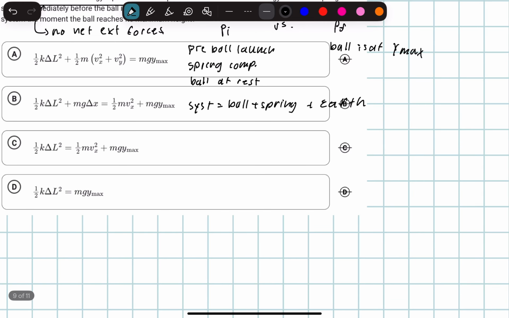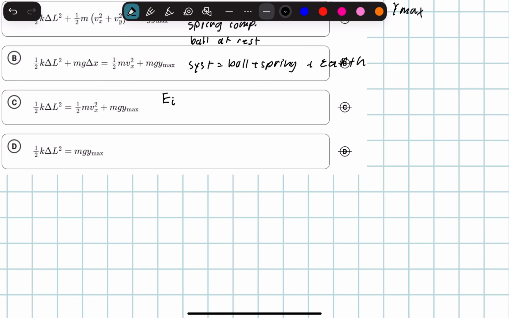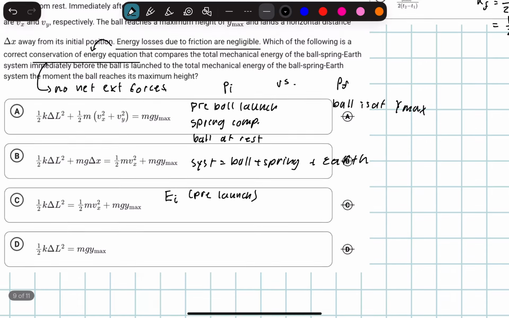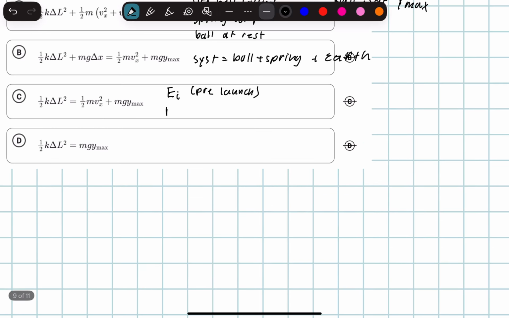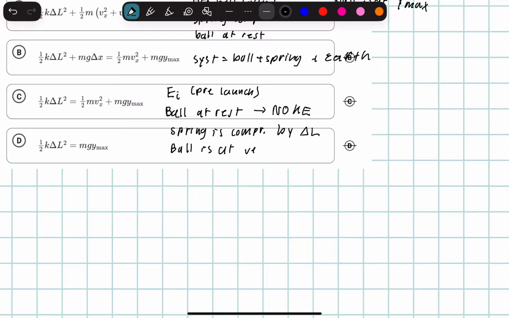So now let's try to find the initial energy before launch. So E initial, pre-launch. What's happening physically? At this point, the ball is at rest, which means you have no kinetic energy, right? And the spring is compressed by delta L, and you also know that the ball is at the vertical position y equal to 0.